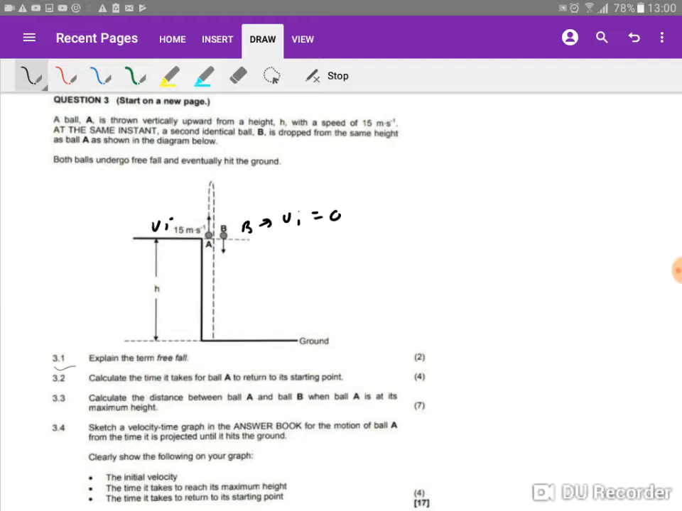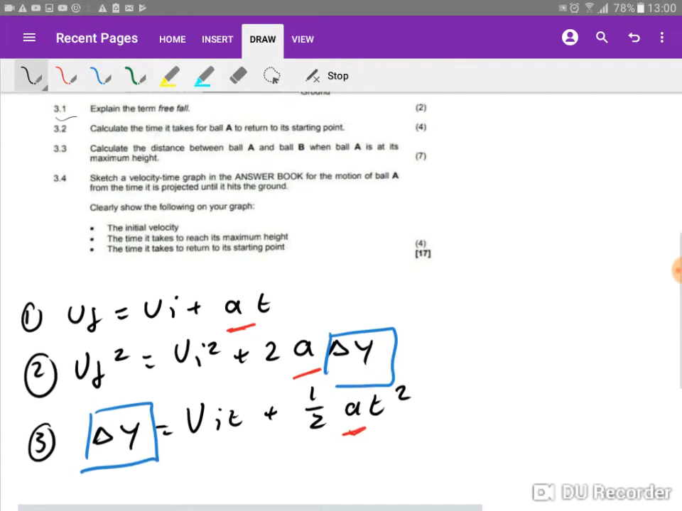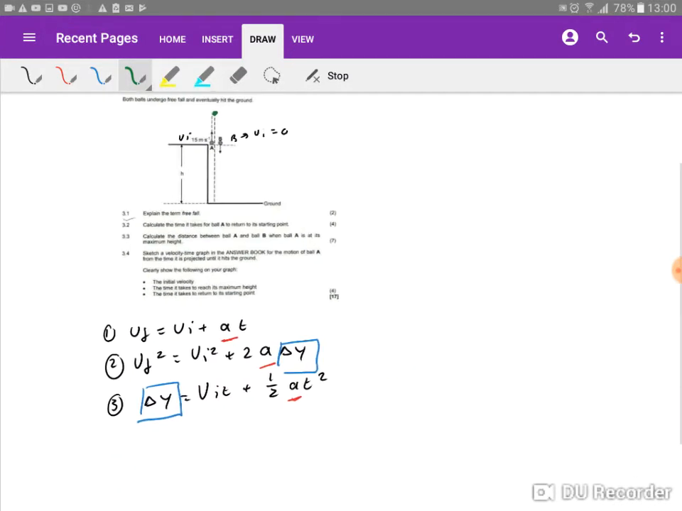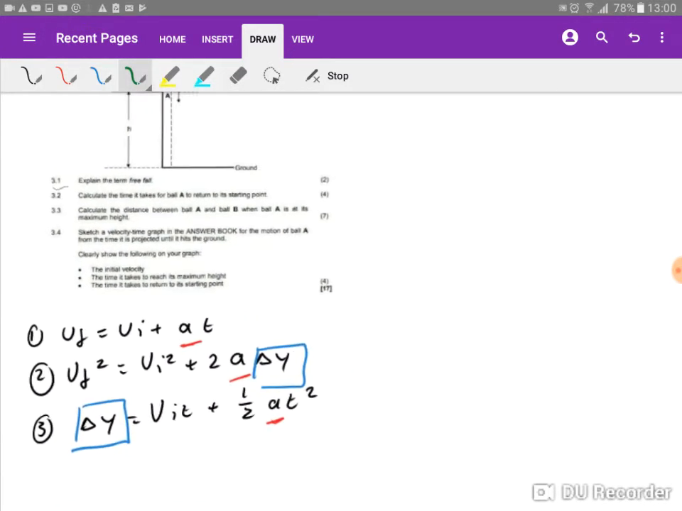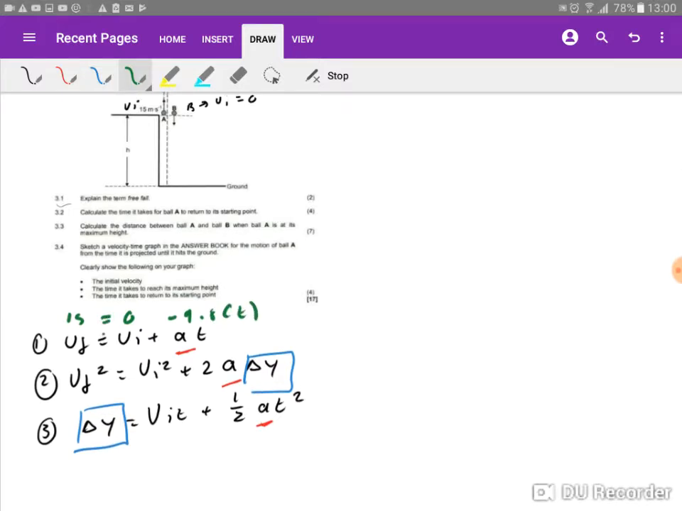Calculate the time it takes for the ball to return to its starting point. So there's a couple ways we could do this. The first way is, okay, well, let's look at our formulas. So we know its initial velocity is 15. We know the VF at the top, right here, is 0. So if we plug in 15, 0, and negative 9.8 t, we can calculate that t.